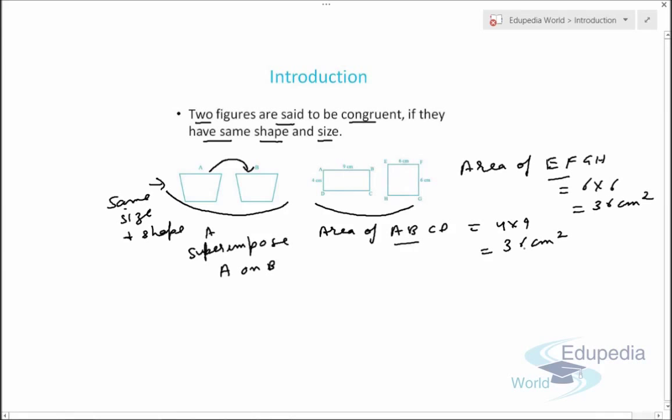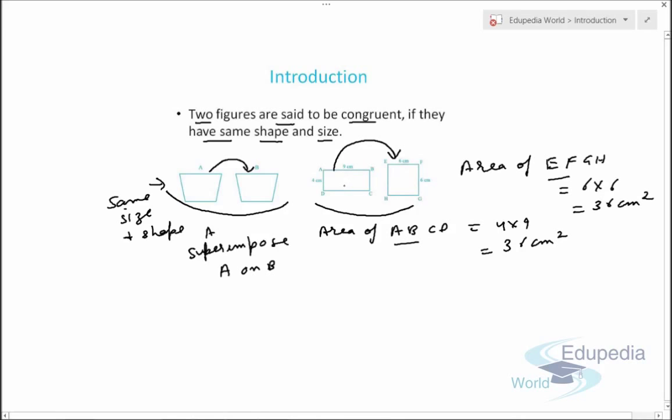Then you can see that both the areas are equal. So if we follow the converse of congruency, then if the two areas are equal, these two figures should be congruent. However, this is not always true. Why? Because if we try to superimpose this figure onto this, it's not possible. And we can also say that these two figures have different shapes.